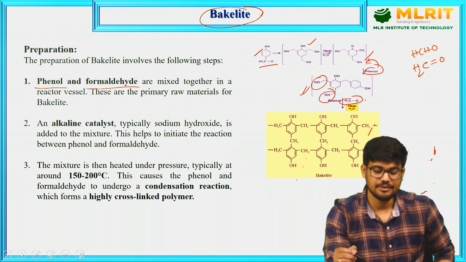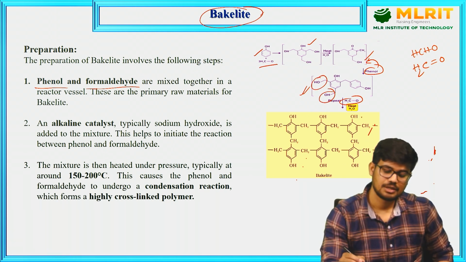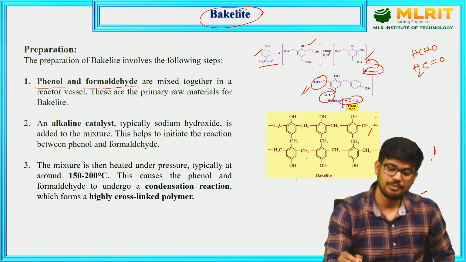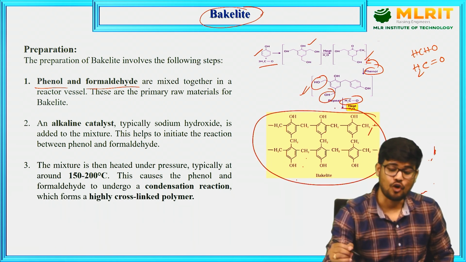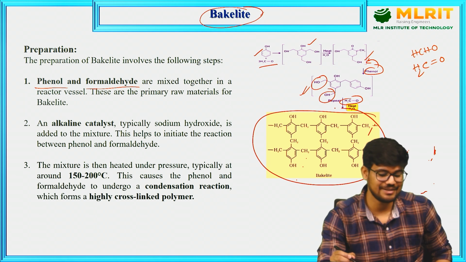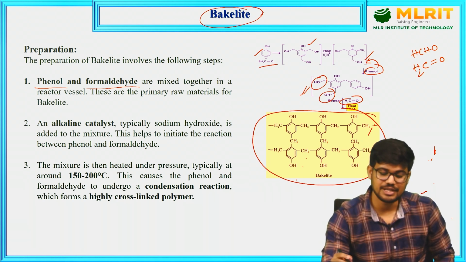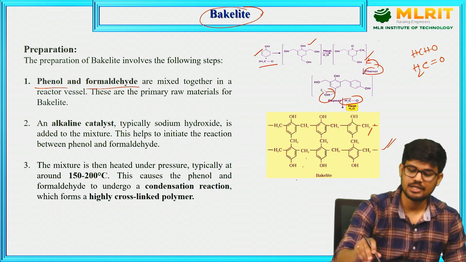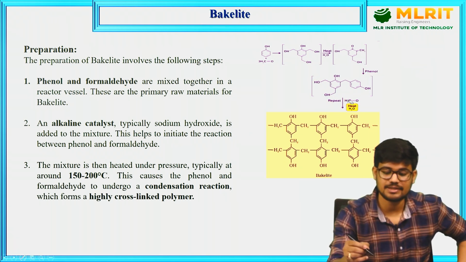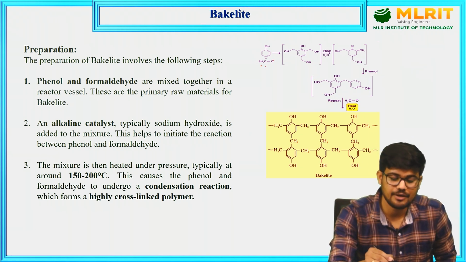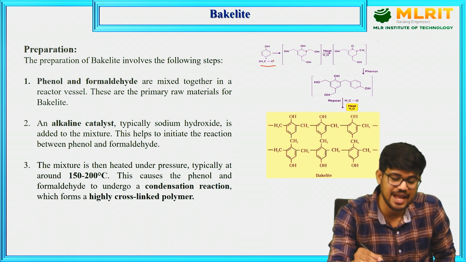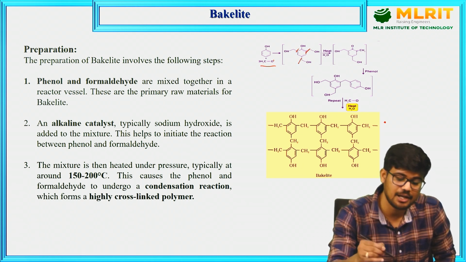So basically, after this reaction we will get this cross-linked polymer, cross-linked chains, as the product. This is called bakelite. If you look at this mechanism, this formaldehyde is actually reacting at these two ortho positions and the para position.